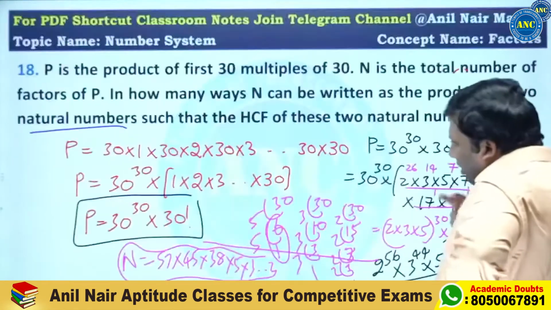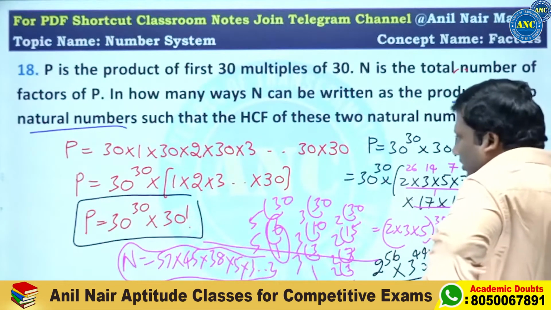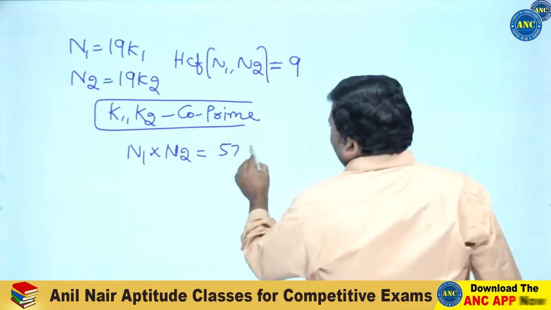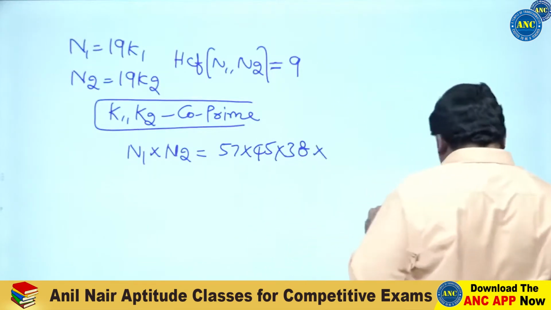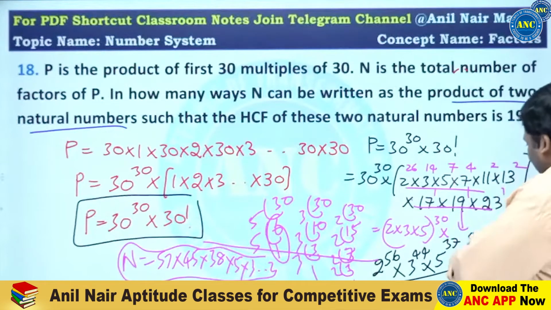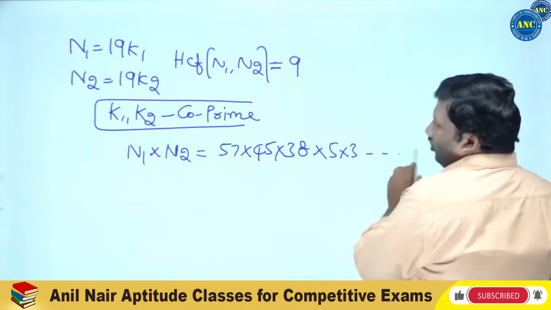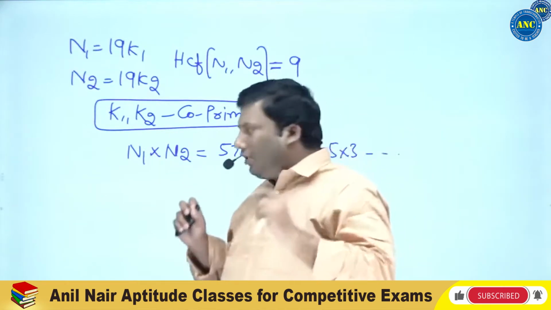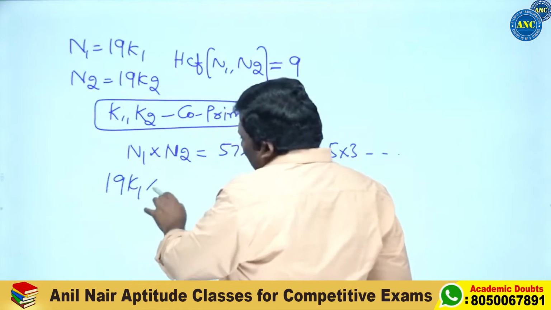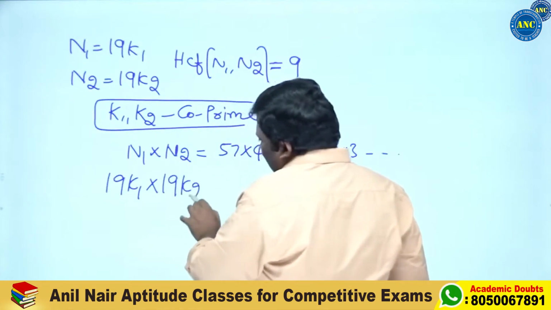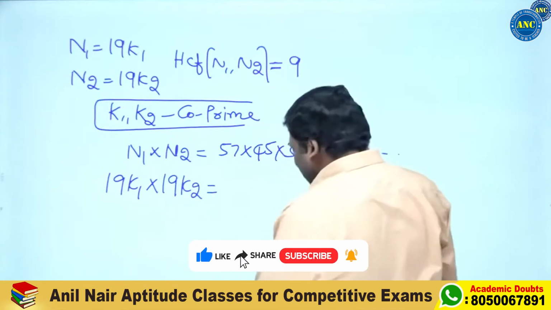What is the n value we got here? We got some value: 57 into 45 into 38 and so on, 5 into 3 into 2 and so on. Very, very beautiful concept. What is N1? N1 is 19K1. What is N2? It is 19K2. That is the reason 19 square is there on the left hand side.